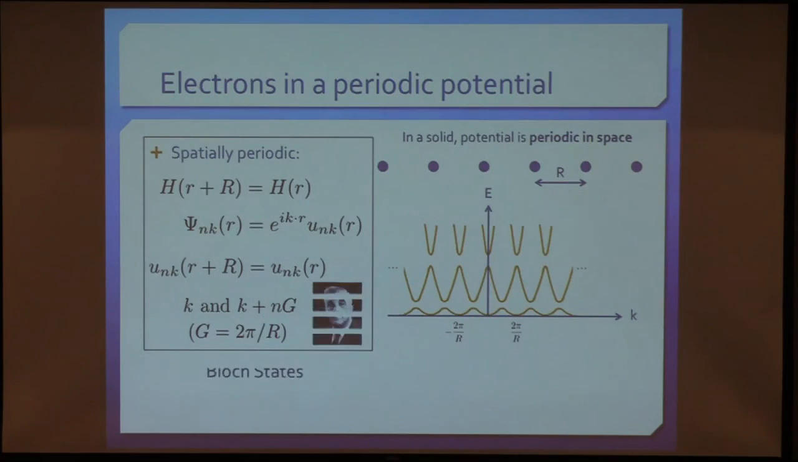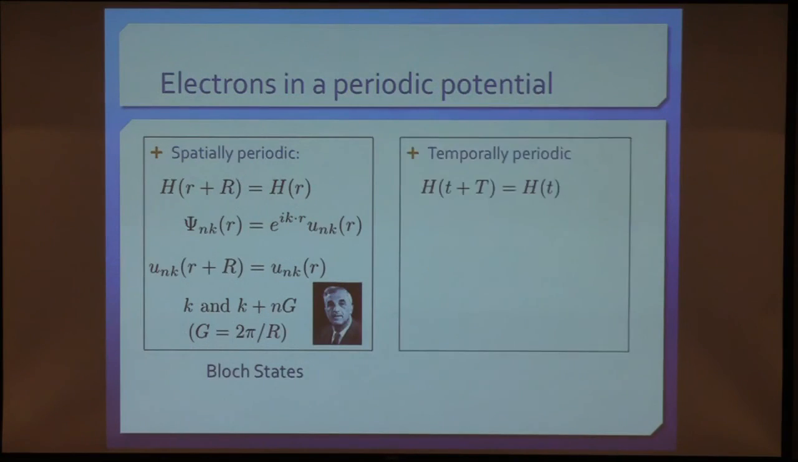Okay, this was the PhD thesis of Bloch. He worked with Heisenberg, and his PhD thesis ended up being the basis of solid state physics. Now the same thing can be described in time. If you have a Hamiltonian that's periodic in time, I could analyze it the same way. This time, these states are known as the Floquet states. Floquet was a French mathematician that worked on periodic differential equations.